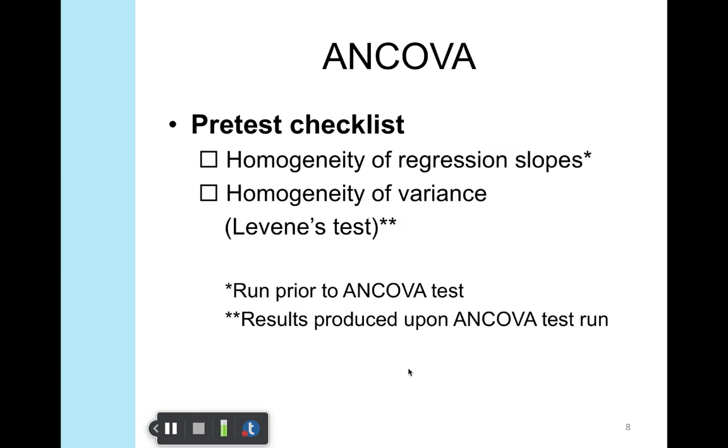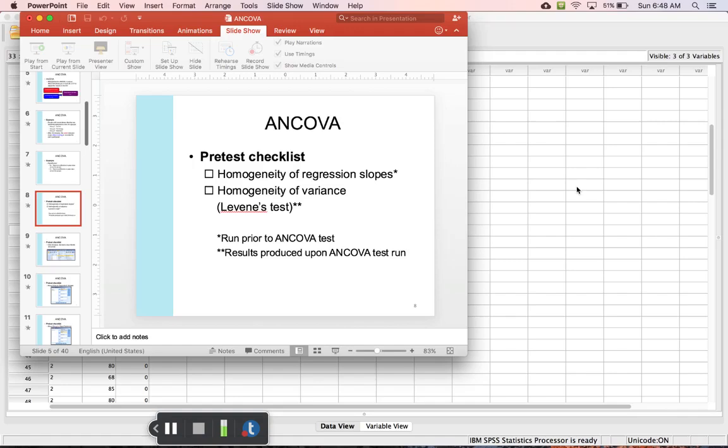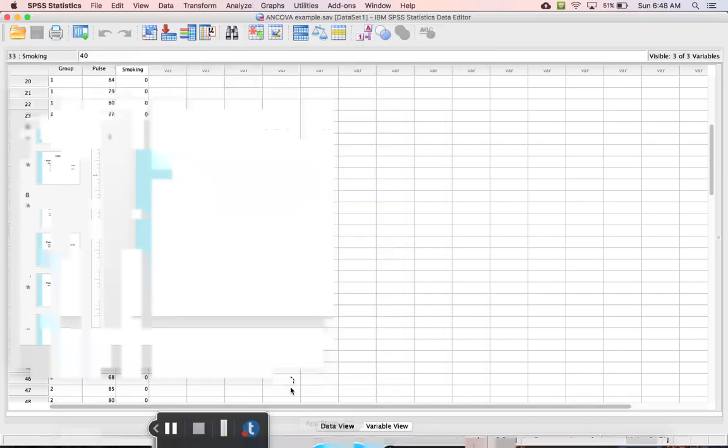Now, the statistical pretest checklist for the ANCOVA involves 2 major criteria. We have our homogeneity of regression slopes and homogeneity of variance, which we will use the Levene's test for. And so we're going to run the homogeneity of regression test prior to our ANCOVA test, and then our Levene's test will be run at the same time that our ANCOVA test is run. So let's go ahead and run our homogeneity of regression slopes test.